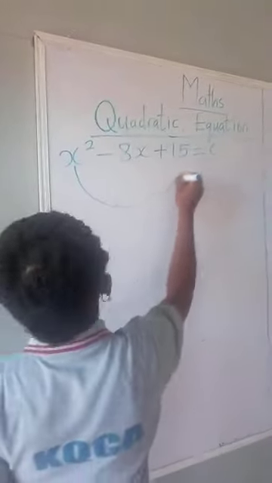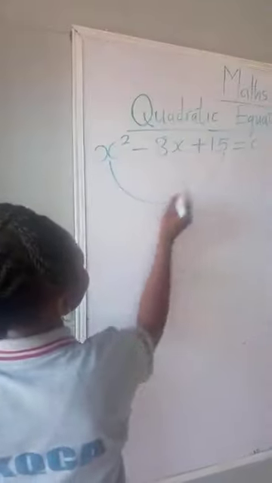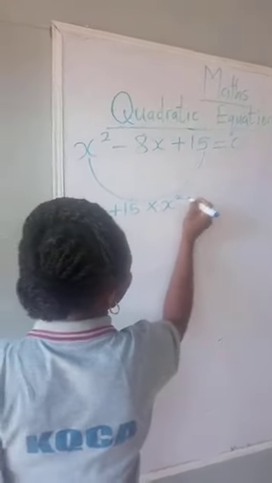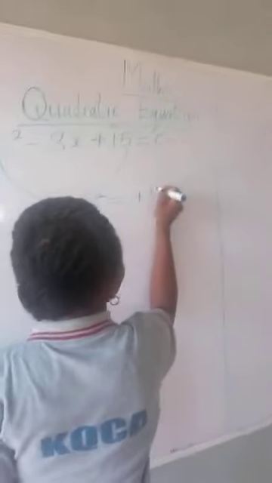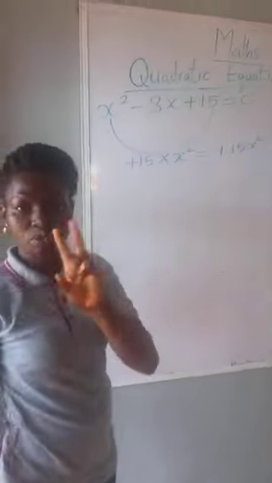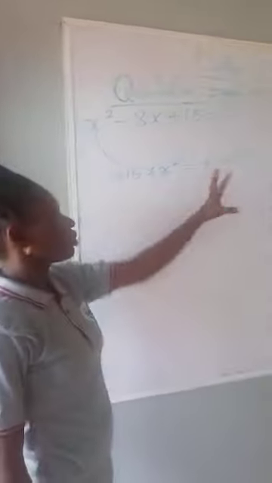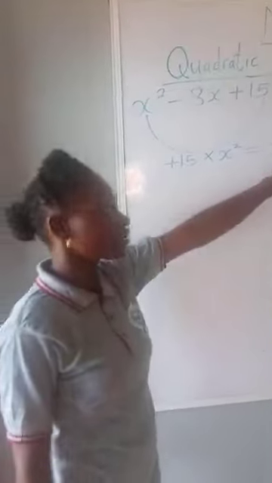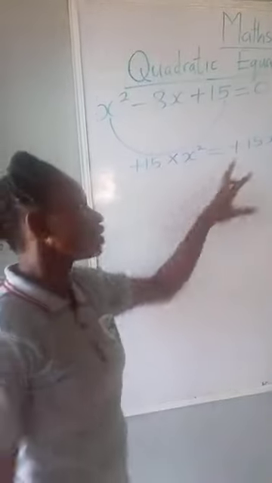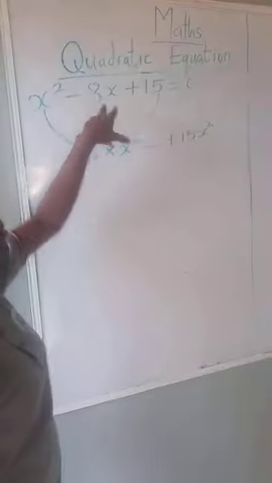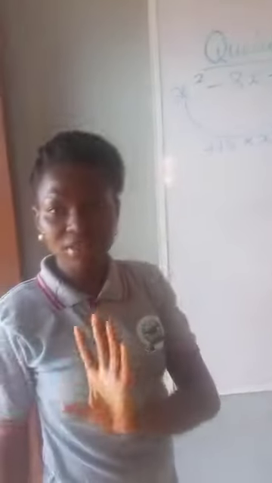You multiply the first and the last term, that is plus 15 times x squared. This will give us plus 15x squared. Now this is what you do. You find two factors of 15, which when multiplied will give you plus 15x squared, but when you add or subtract, those same two factors should give you minus 8x. This is what I'm saying in essence.